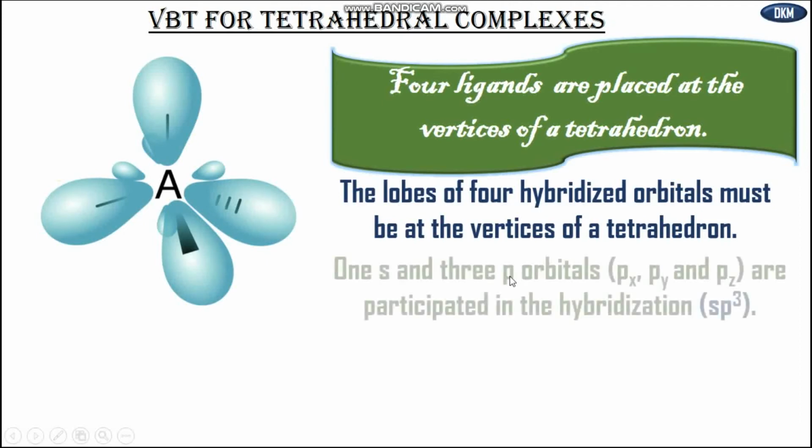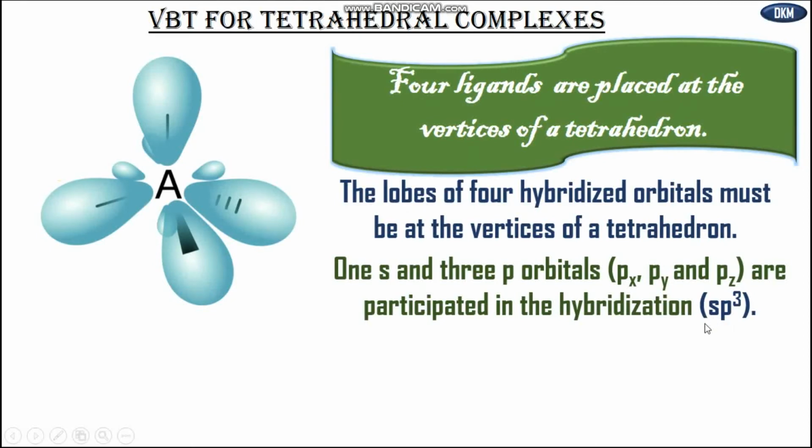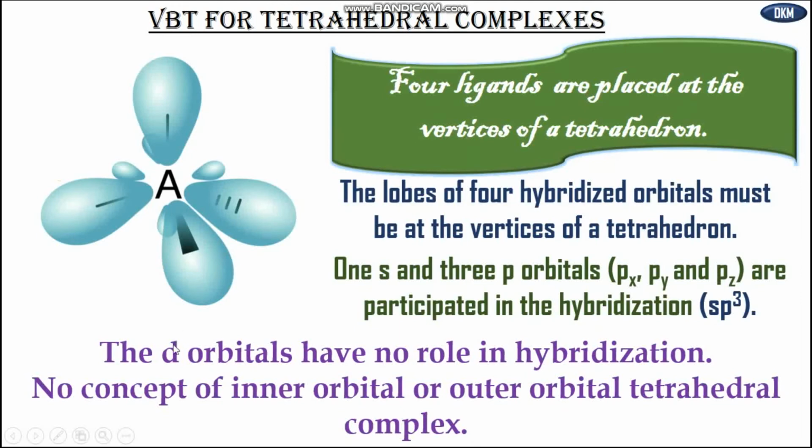The s and 3p orbitals take part in hybridization, and the hybridization in a tetrahedral complex is sp3. So in the formation of a tetrahedral complex, inner or outer d orbitals have no role. Hence, there is no concept of inner orbital or outer orbital tetrahedral complex.